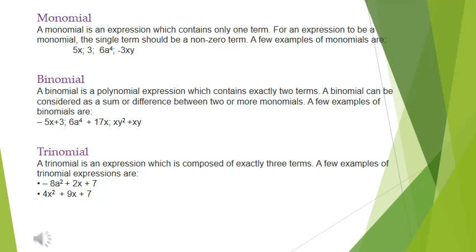A binomial is a polynomial expression which contains two terms. So here are examples of binomial: minus 5x plus 3, 6a raised to the power 4 plus 17x, xy square plus xy. And at last, the expression which consists of three terms is called a trinomial. So here are examples: 8a raised to the power 4 plus 2x plus 7. Similarly, 4x square plus 9x plus 7. So this is the example of trinomial.